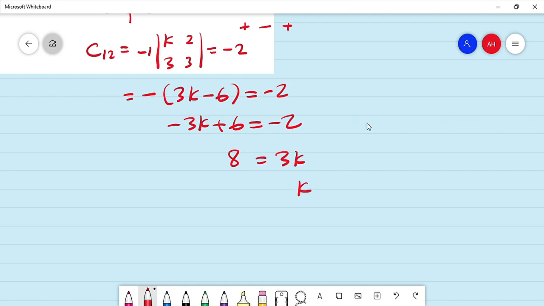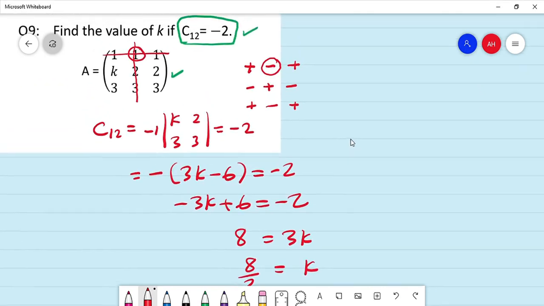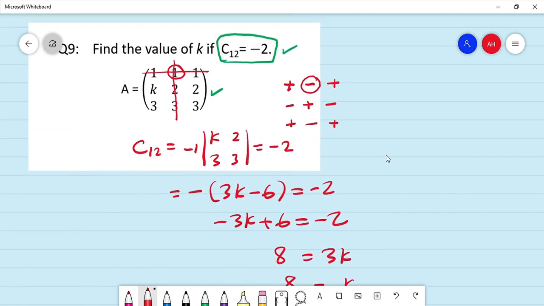Therefore, k equal to 8/3. Okay, that's the solution for this problem. K must be equal to 8/3 given the information that C, that is cofactor 1, 2, position 1, 2 is equal to -2, and matrix A is given like this: 1, 1, 1, K, 2, 2, row number 3 is 3, 3, 3, and we have a variable K at this position.